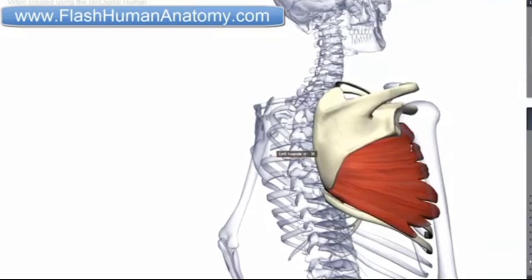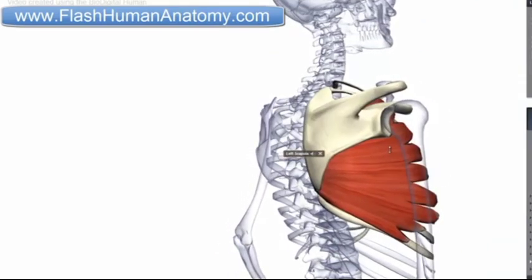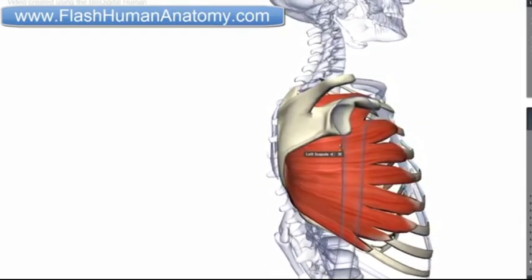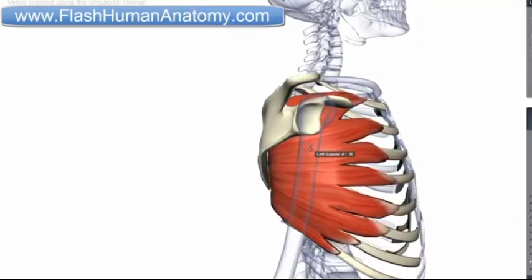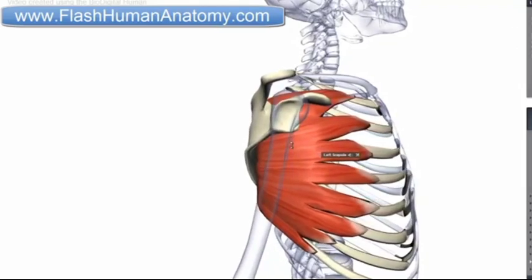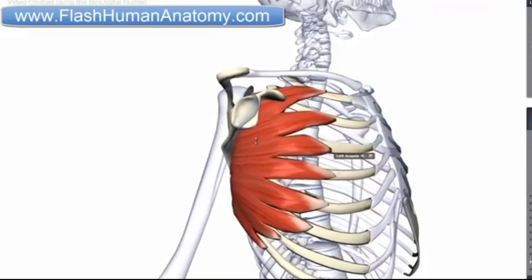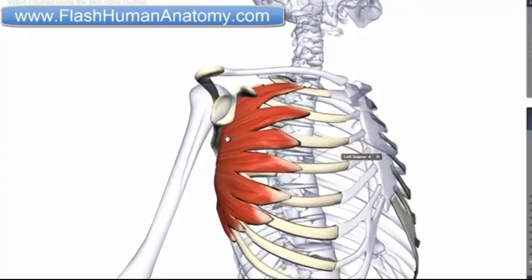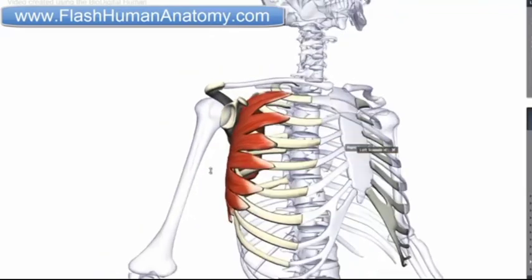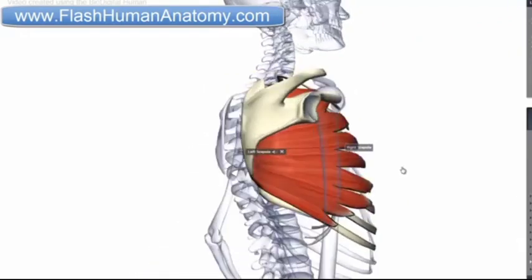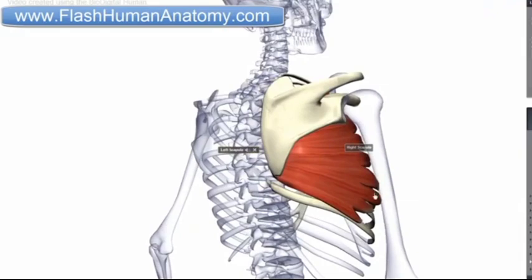The nerve that innervates this muscle is the long thoracic nerve from the roots of the brachial plexus, C5, C6, and C7. The function of this muscle is to protect and stabilize the scapula and assist in upward rotation of the scapula. To understand why it assists in the upward rotation, well, just look at the origin and look at the insertion. What do you think? How is it going to rotate?